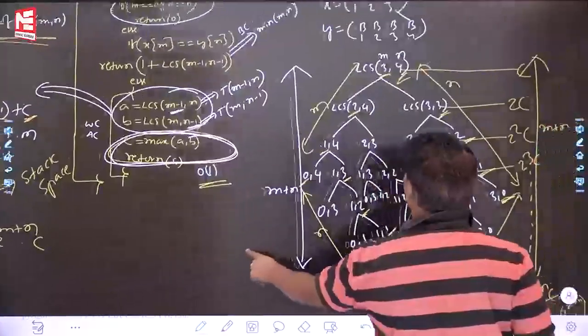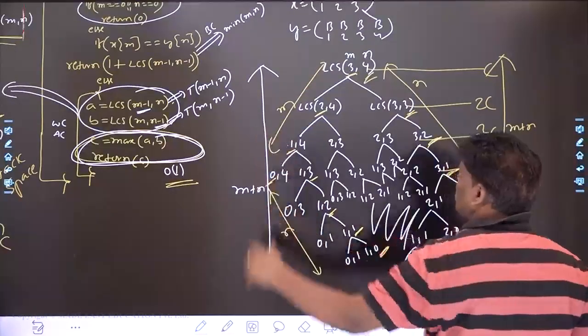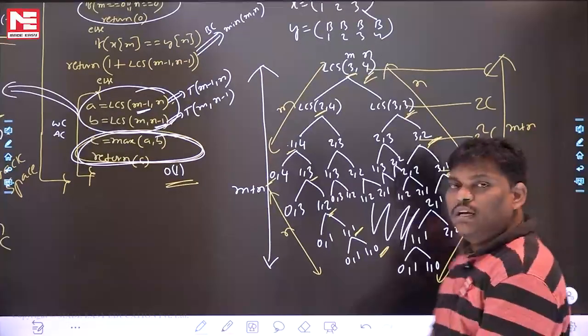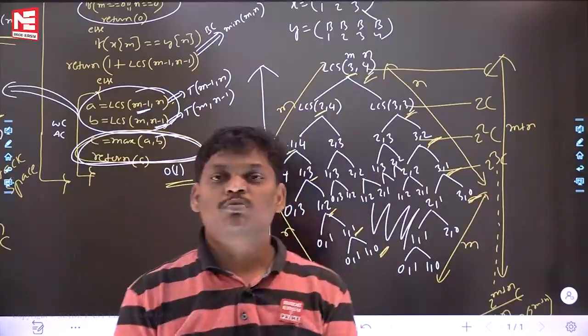Next one, how many levels in the recursive tree? M plus n levels. So, the extra space or stack space is going to be m plus n. Okay, I am thinking that until now you are really comfortable. Let me ask you one small thing now.